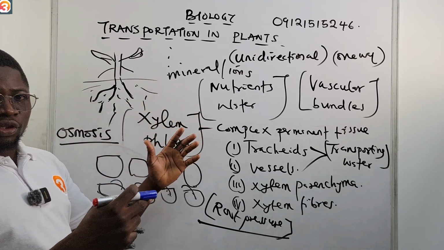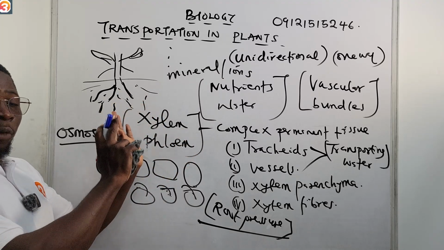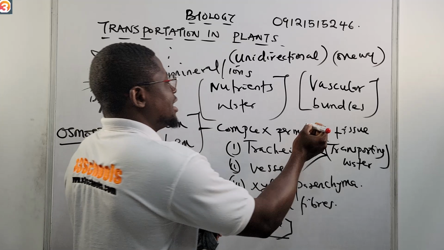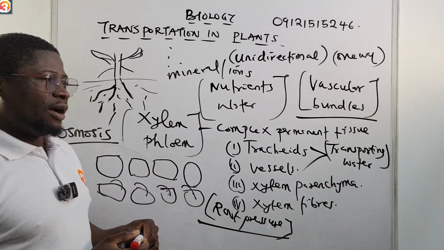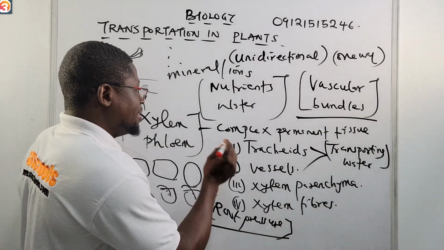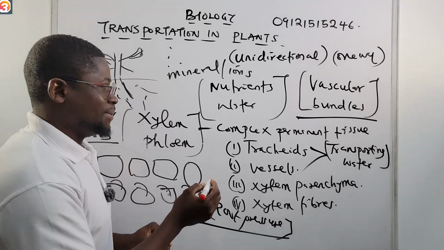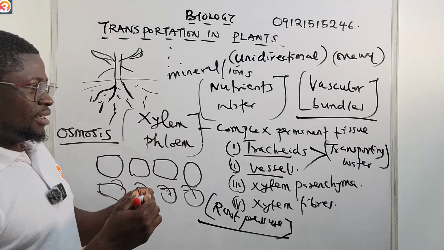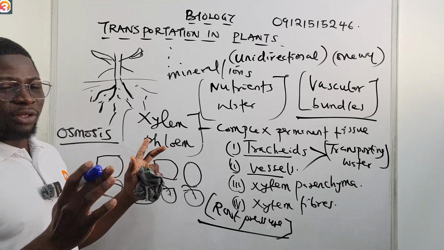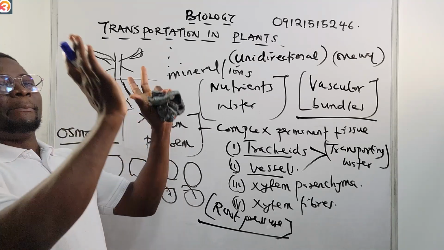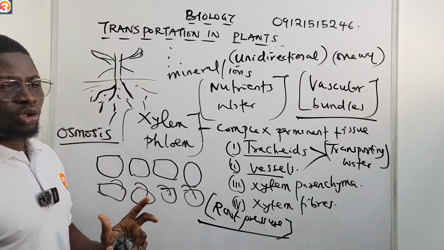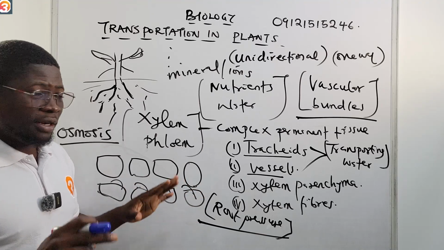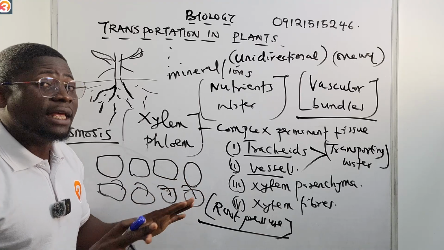So as this water starts going to the upper part of the plant, it eventually gets to these vascular bundles. And once you get to the vascular bundle, specifically the xylem and specifically the tracheids and the vessels, they will transport this water to different parts of the upper part of the plant. So that's how transport of water happens in plants. All right, simple as A, B, C.